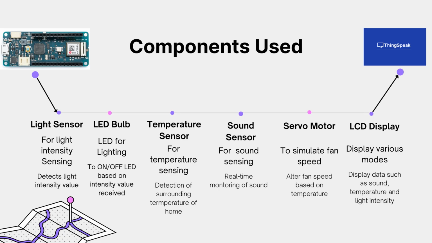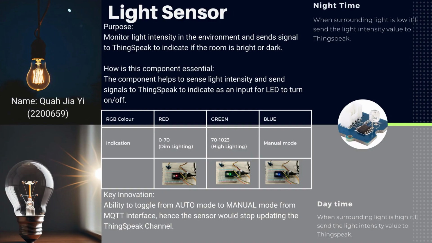These are the different components that we will be utilizing for the project: the light sensor, LED bulb, temperature sensor, sound sensor, servo motor and LCD display. And it also shows how the components interact with one another. The component that I'm assigned with is the light sensor.